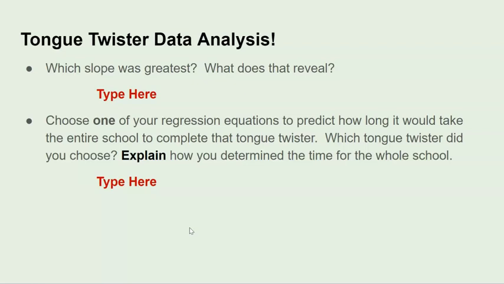What does this reveal? And then they're going to choose one of the regression equations they created to make a prediction for the entire school. So you will probably have to tell them the population of your school. You could include faculty too if you wanted to. And then they need to tell which tongue twister they chose, A, B, C, D, and then determine how they would have determined the amount of time for the whole school. And hopefully they know to plug into their equation to make that prediction.